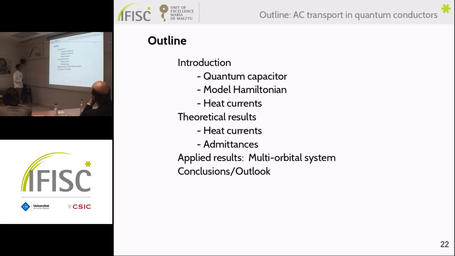So first of all, we will introduce the system, which we have already kind of seen, which is a quantum capacitor. Then we will move to the Hamiltonian description that we use to describe such a system, and then to the general expressions for the heat currents from this Hamiltonian. Then we will show our results for the heat currents for such a system, and then we will move to the admittances, and then we will apply these theoretical results to a multi-orbital system and move to conclusions and outlooks.